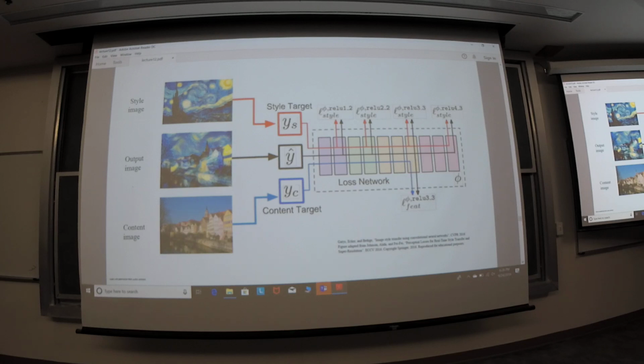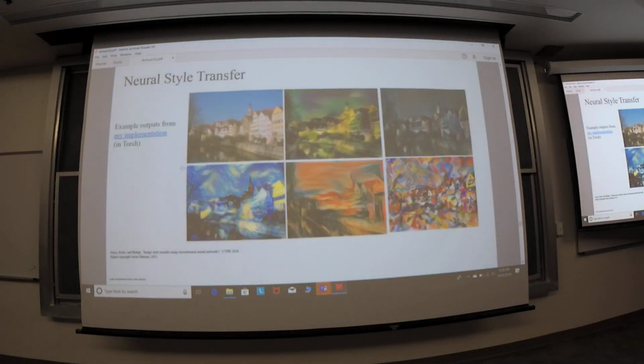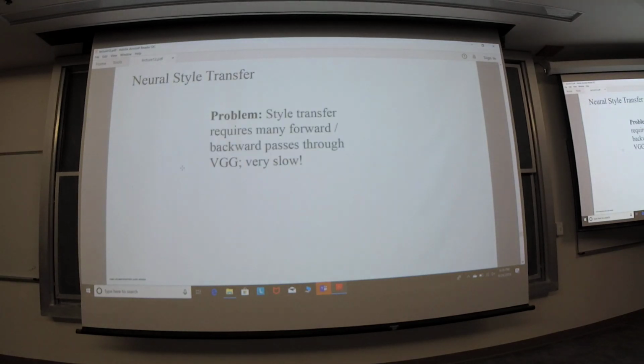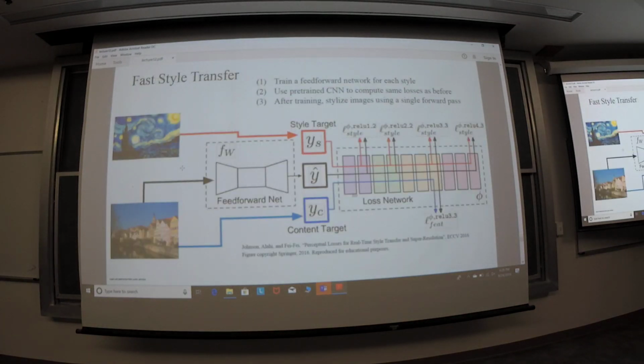Instead of that, what people have done is that they have generated a network which is capable of generating these output images. If you are able to train a network for doing this task, once you train the network, you are done. You just provide an input, a content image and a style image, and it's going to generate an output image for you. You do not do this optimization over and over again. That's the whole idea. So this is the architecture.